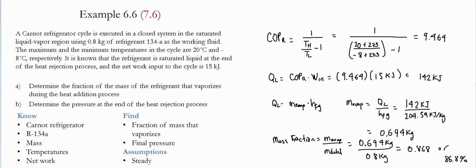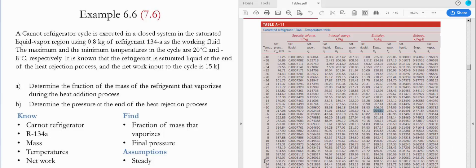The last step is to determine the pressure at the end of the heat rejection process. That is simply the saturated pressure at the rejection temperature. In that case, we go to table A11. The rejection temperature is going to be 20 Celsius, and we see the saturation pressure is equal to 572.07 kilopascals. That is the value of P4 in this process.